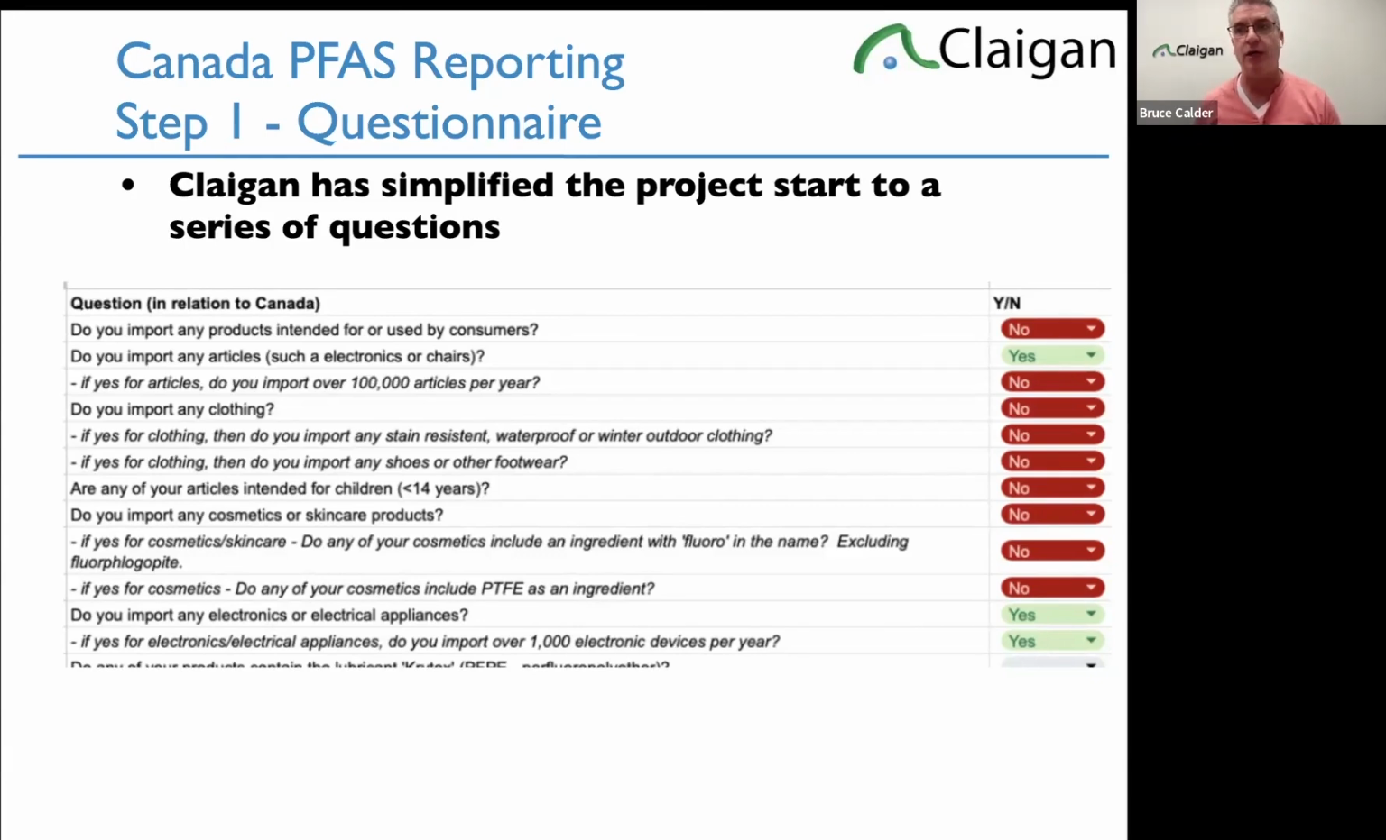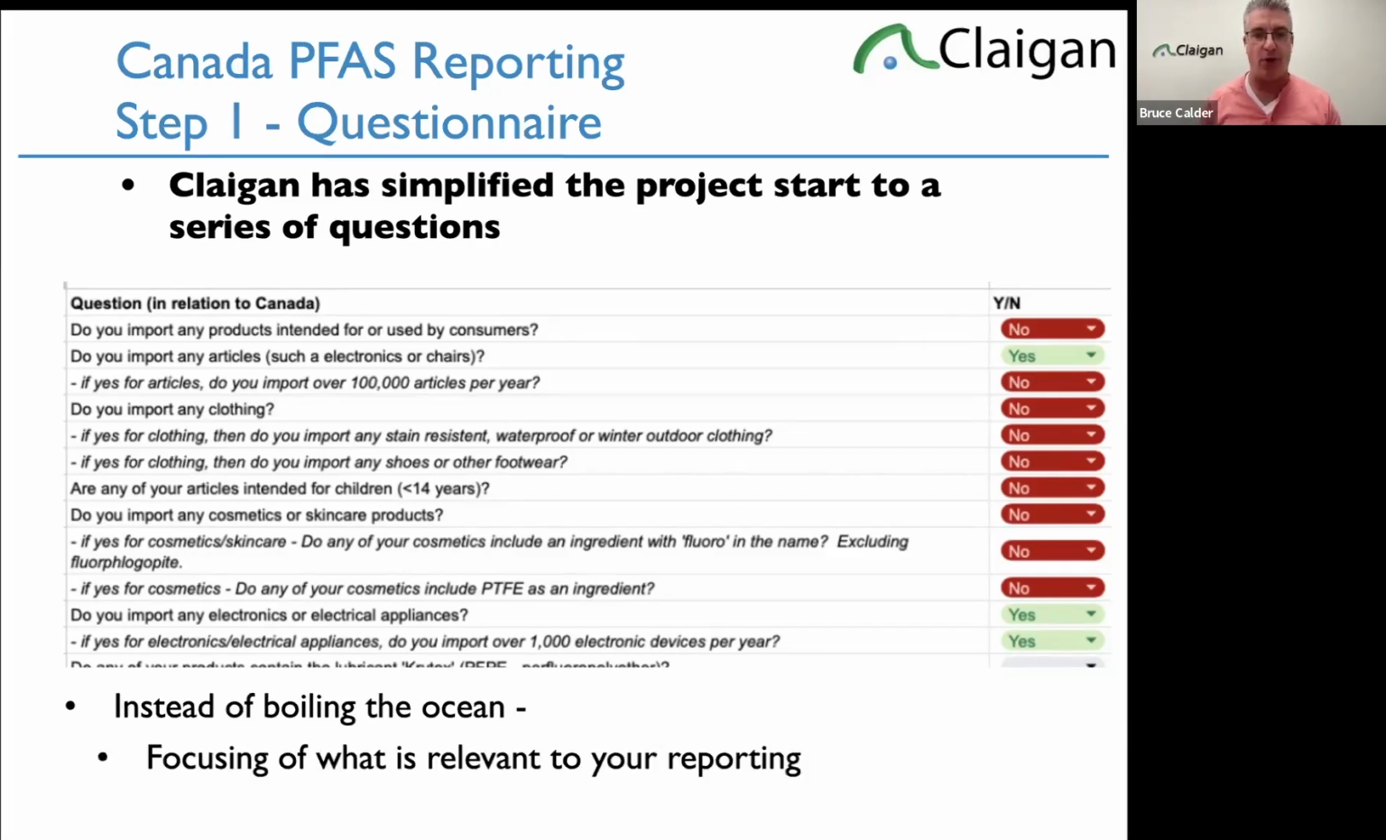And then every single one of these has a work action related to it. Instead of boiling the ocean, we focus on what's relevant to your reporting. You go, no, I don't have to go down that stream. You go, yes, we have a pathway for that. There is a work path for that. And yes, there's work to do. And electronics have more work than most products to do.